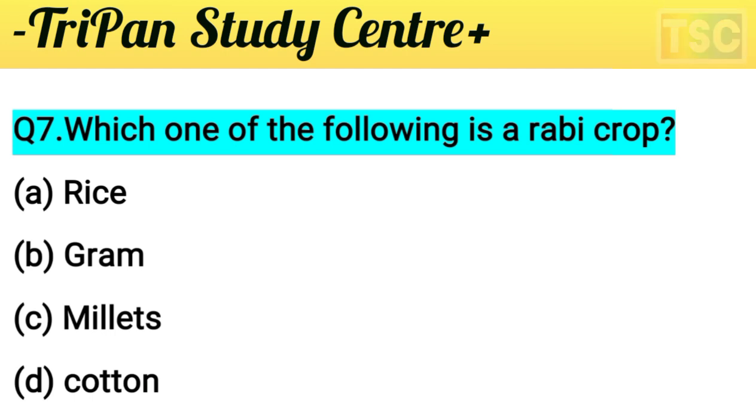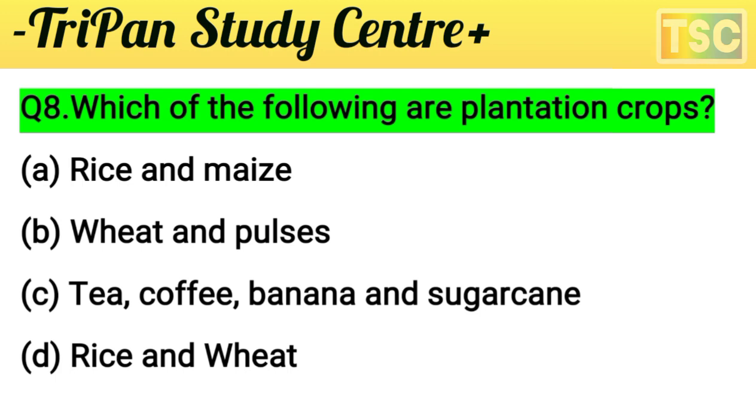Here, the answer is clear. D, cotton is a kharif crop, millets are also a kharif crop, and rice is also a kharif crop. But option B, gram, is a rabi crop. It means gram is the correct answer here. The answer is B, gram, a rabi crop. Let's see the next question here.